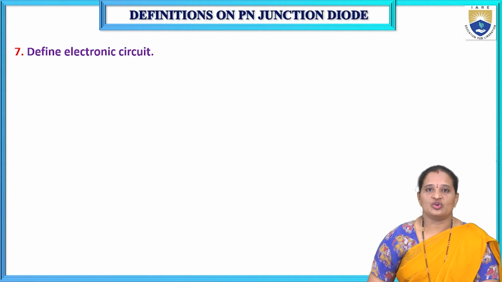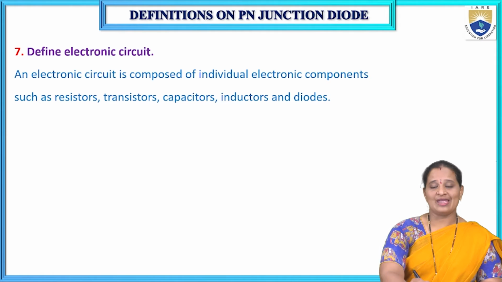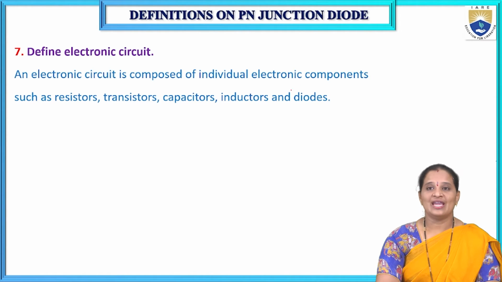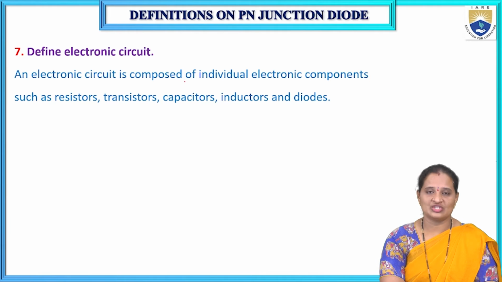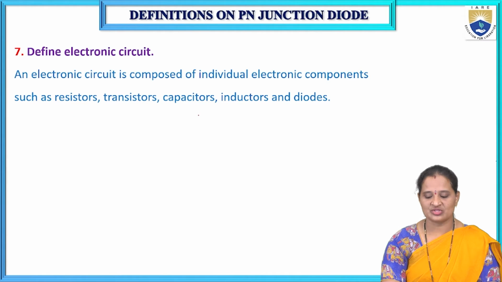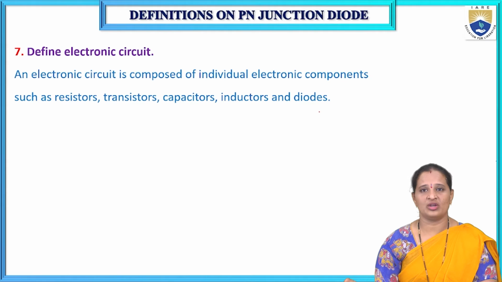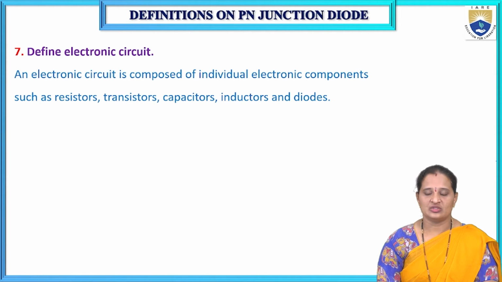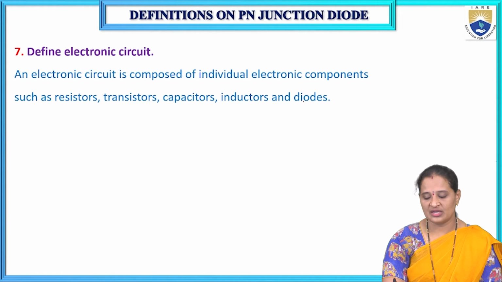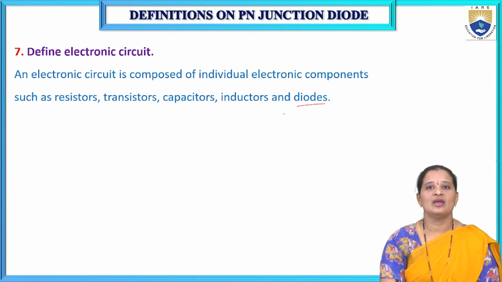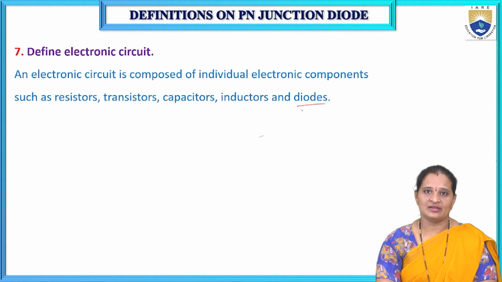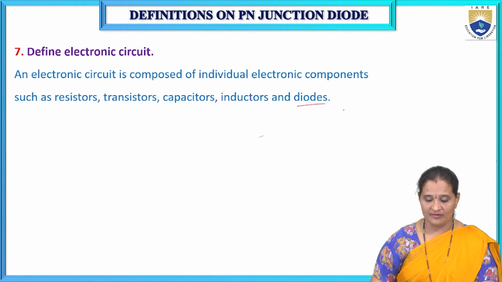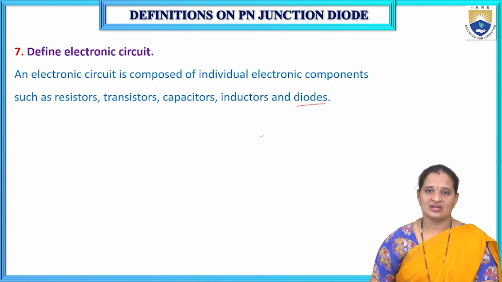Coming to the electronic circuit. Define an electronic circuit. An electronic circuit is composed of individual electronic components such as resistors, transistors, capacitors, inductors, diodes, and so on. That means it is a combination of active and passive elements. The diodes and transistors come under active devices, whereas the passive devices are resistors, capacitors, and inductors. So an electronic circuit is composed of individual electronic components such as resistors, transistors, capacitors, inductors, and diodes.